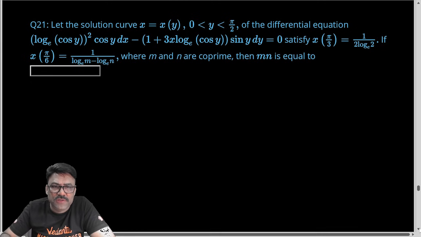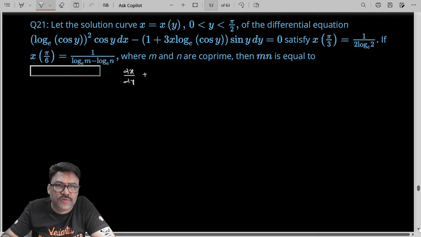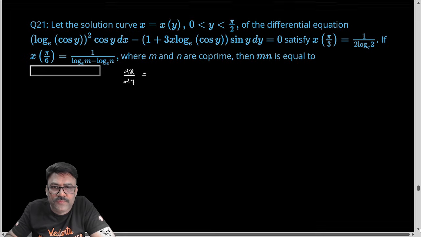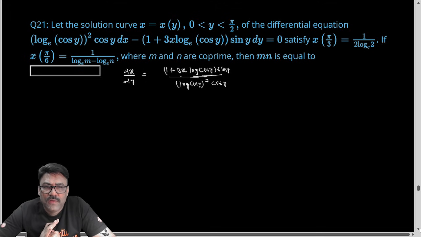If I rearrange this differential equation, dx over dy is equal to 1 plus 3x log cos y into sin y, over (log cos y) whole square into cos y. This is dx over dy.